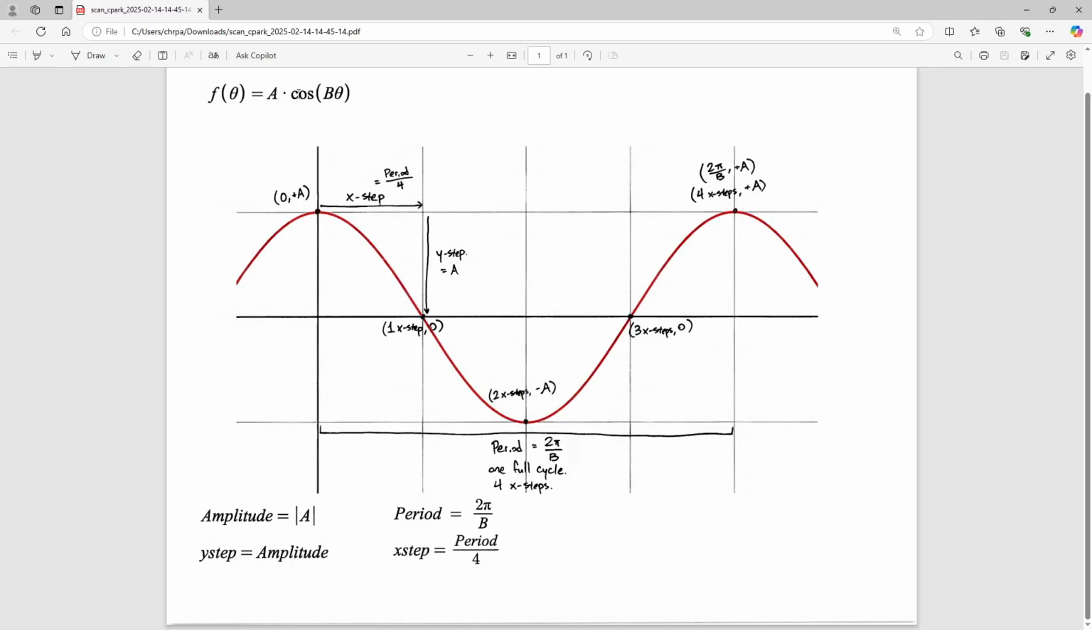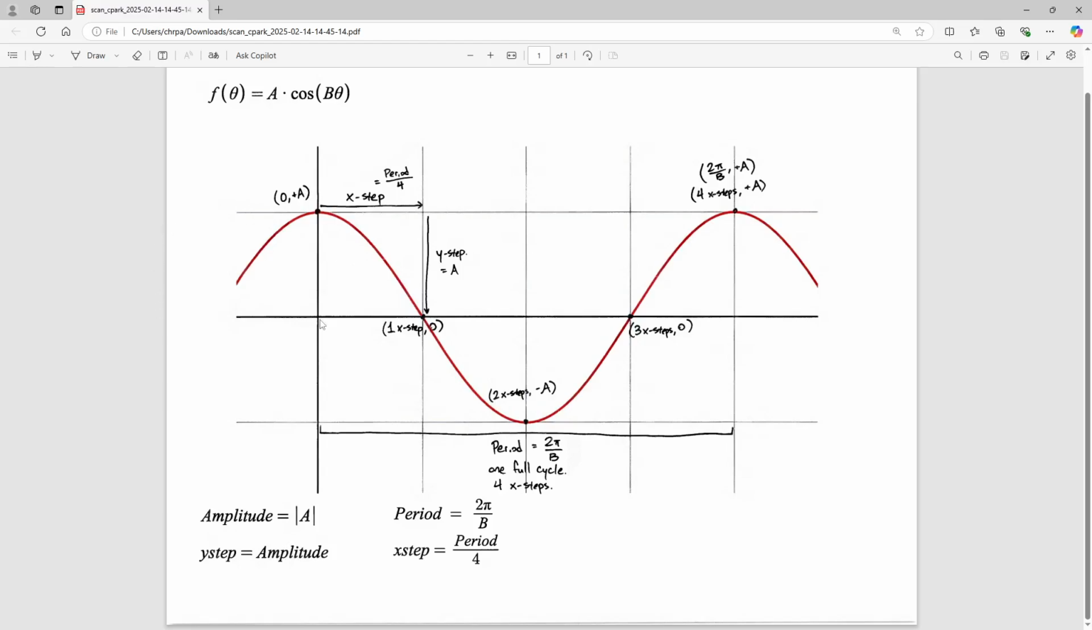So I have a times cosine b theta, where a is my amplitude and b is affecting my period. Amplitude is the absolute value of a. Your y step is your amplitude. Your period is 2 pi over b. Your x step is your period divided by 4. I'll see if I can link this to the bottom of the video, the description. If not, I'll just put it on Canvas somewhere.